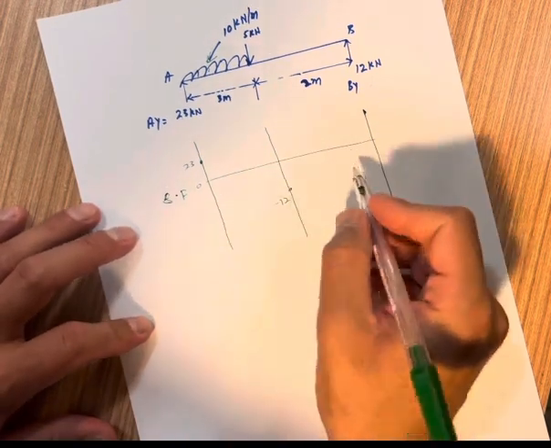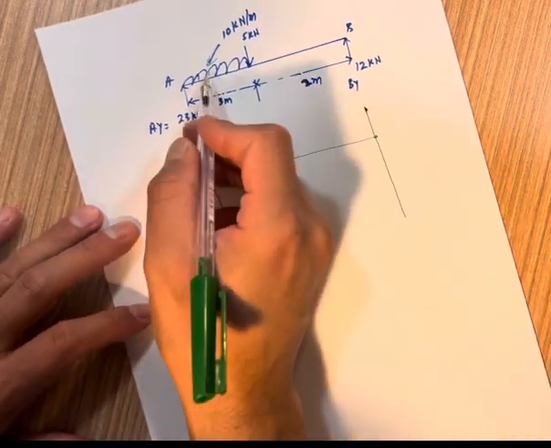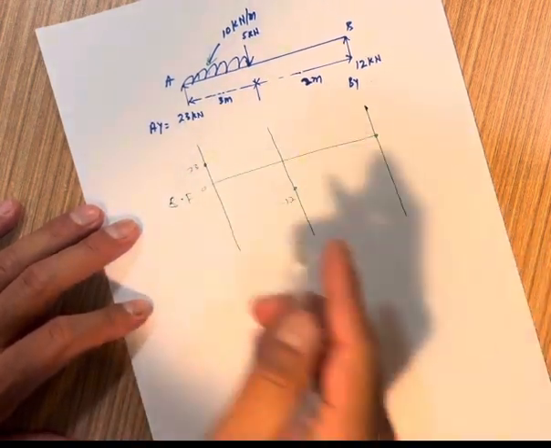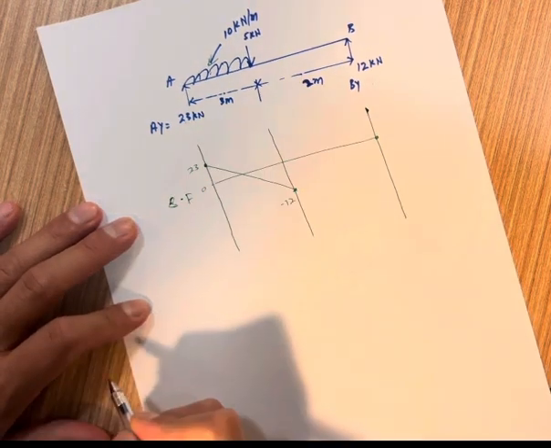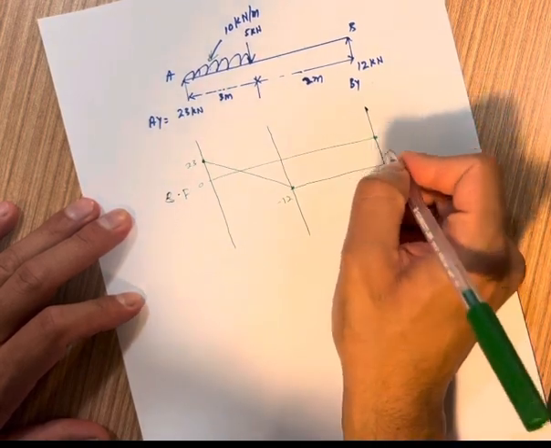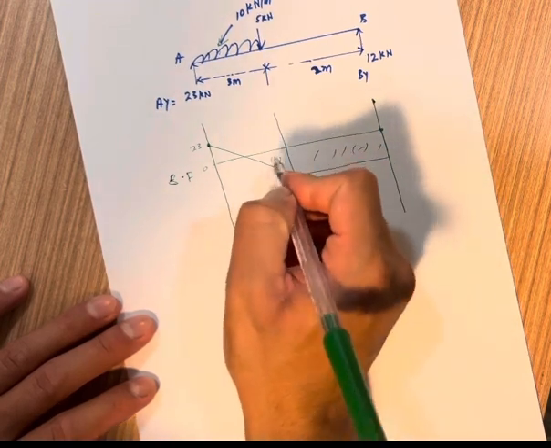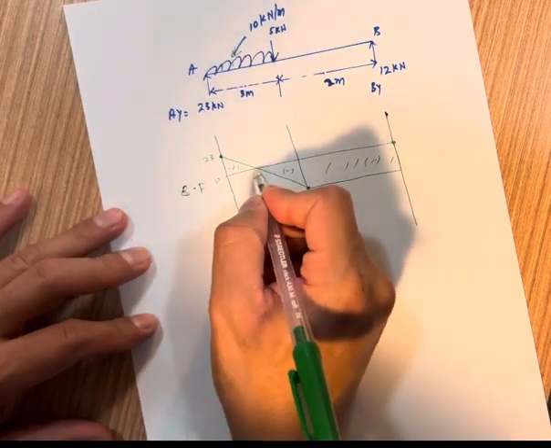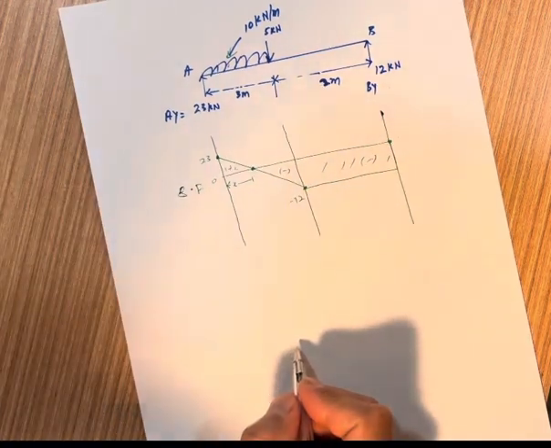Minus 12. And here we have plus 12, so we'll go back to 0. Since we have a UDL, the degree of the line will be first degree, so we will draw it, and we'll go back to 0. Okay, so minus, minus and plus. The main focus will be on finding this X.